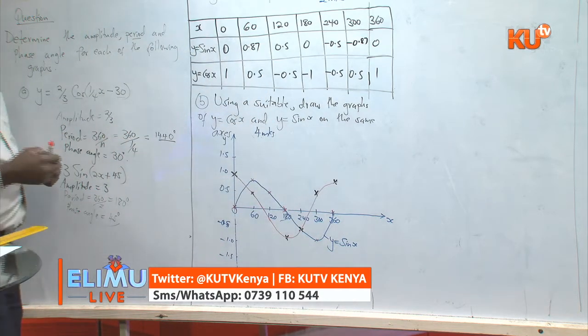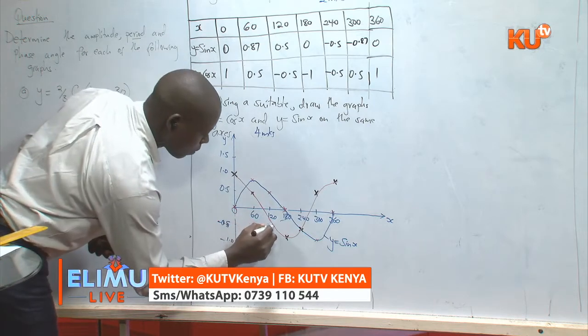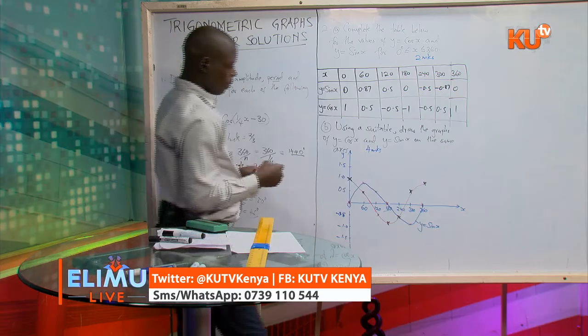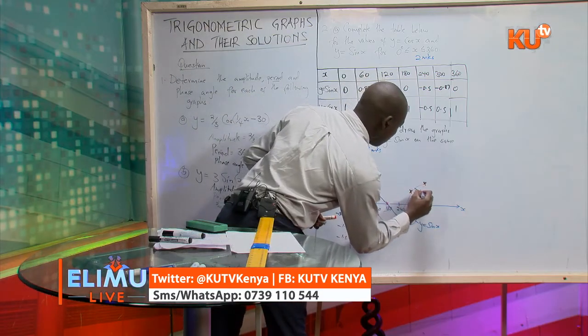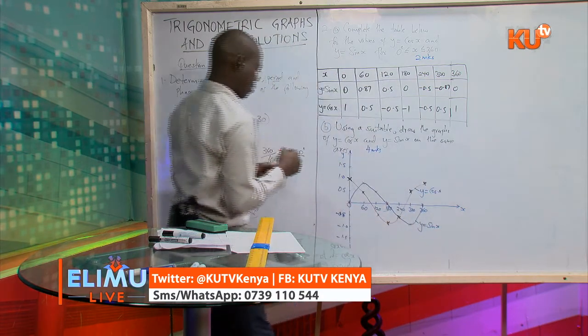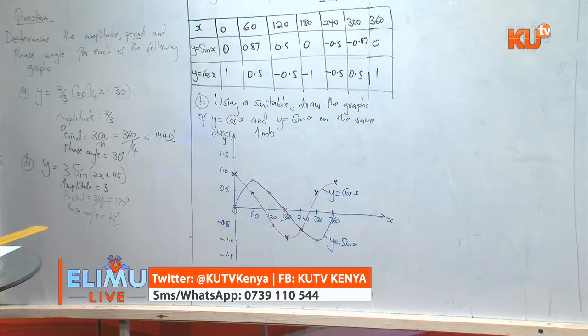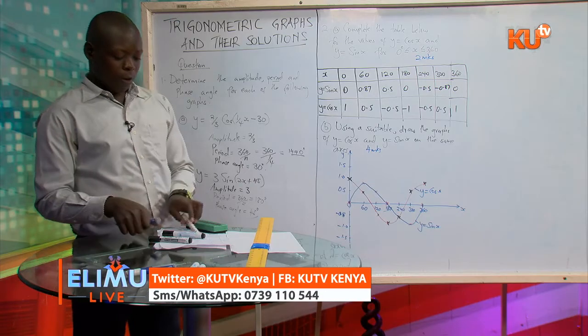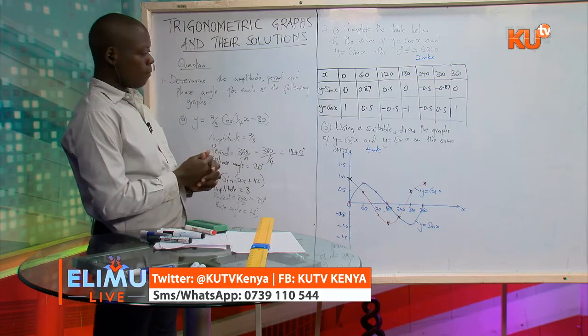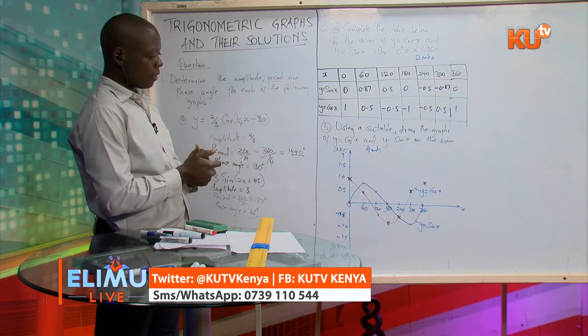So that is my curve, which we are going to label. We label this curve y is equals to cos x. So that is what you need to know. Just filling the table and drawing the graph should be a total of 6 marks.